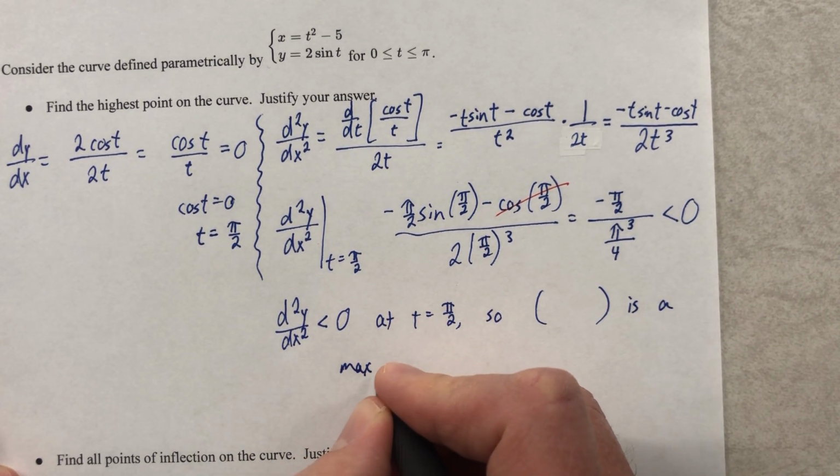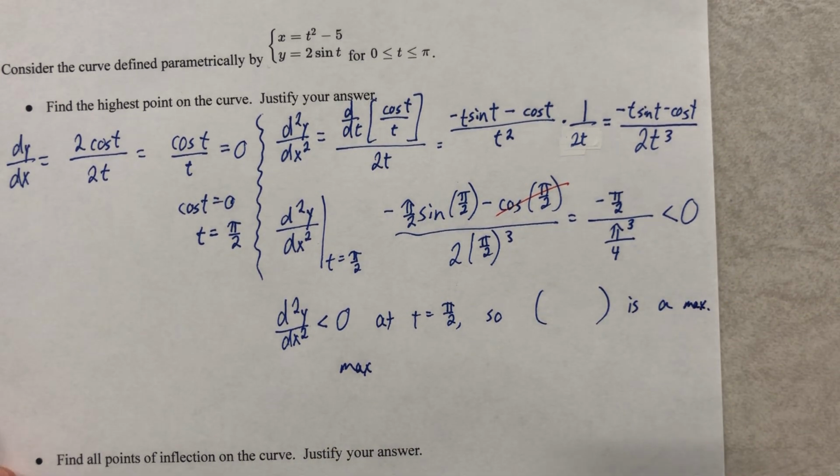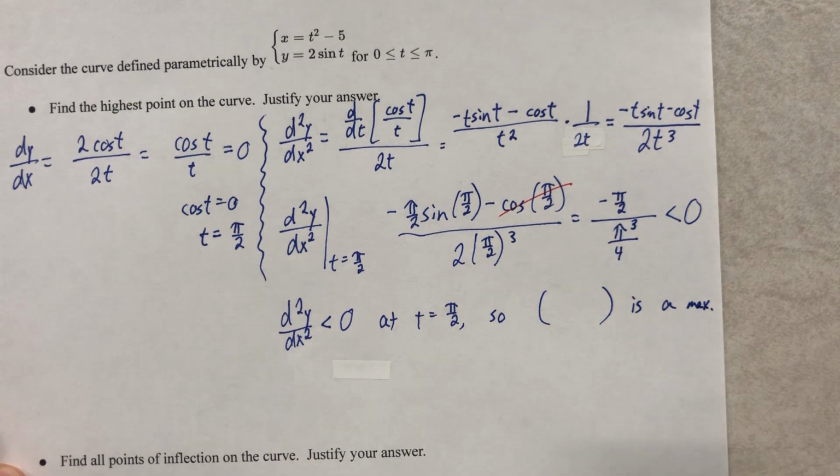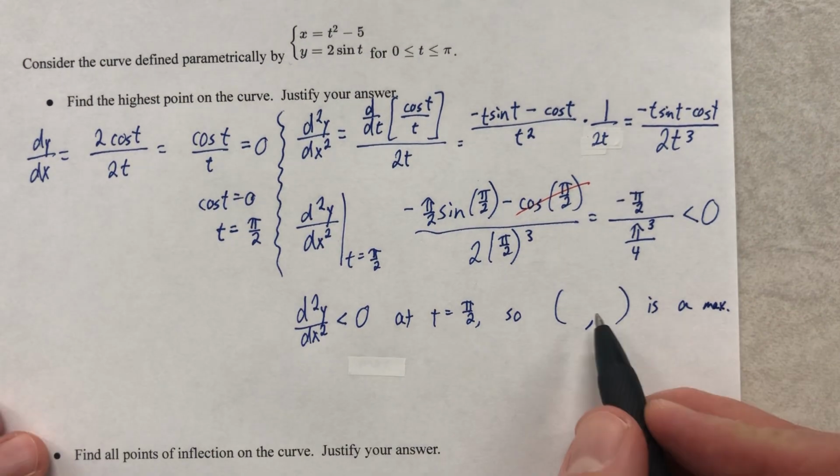Have I found that actual coordinate? No, actually. Let's put the word max right here. So I got a little bit ahead of myself there and did not even know the actual coordinate. So find the highest point. That's a coordinate. So let's find it. I still need to know what goes here.